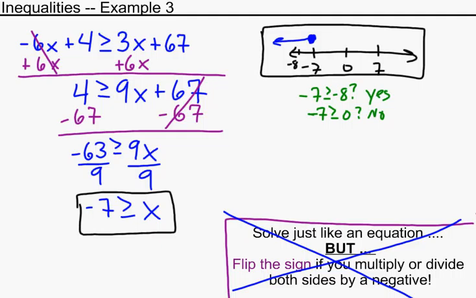So again, the important thing here is I made the smart choice to keep my coefficient positive, so I didn't have to flip the sign as I went through my problem.